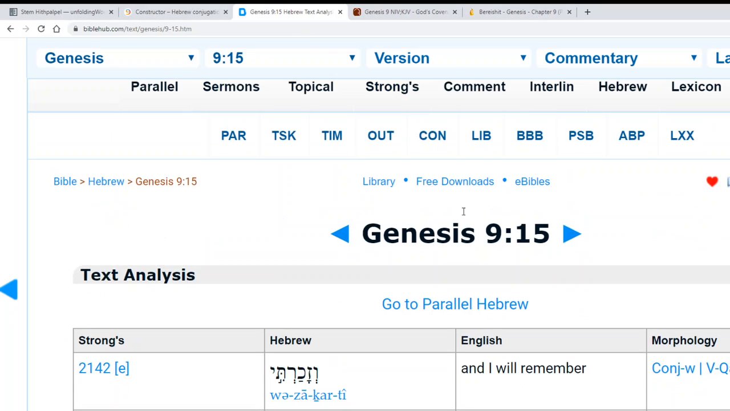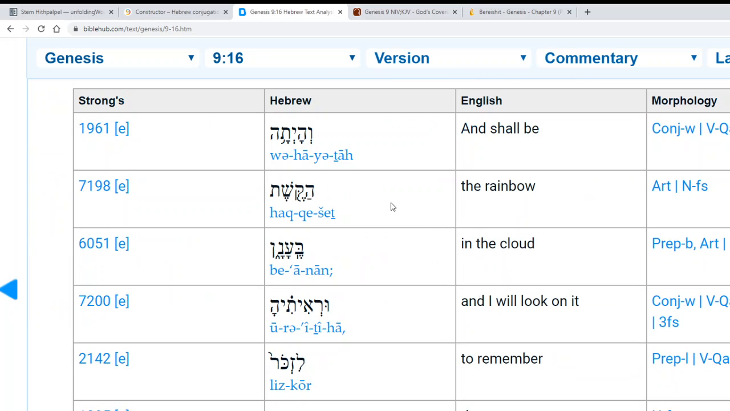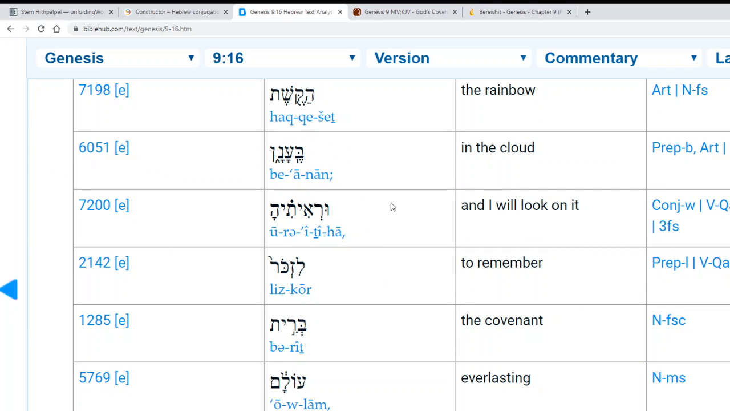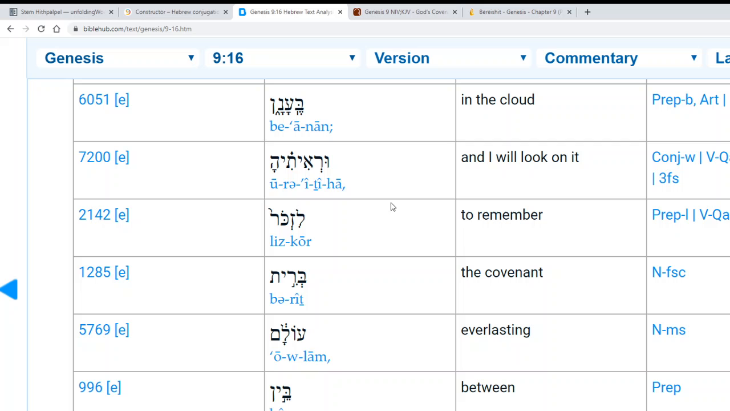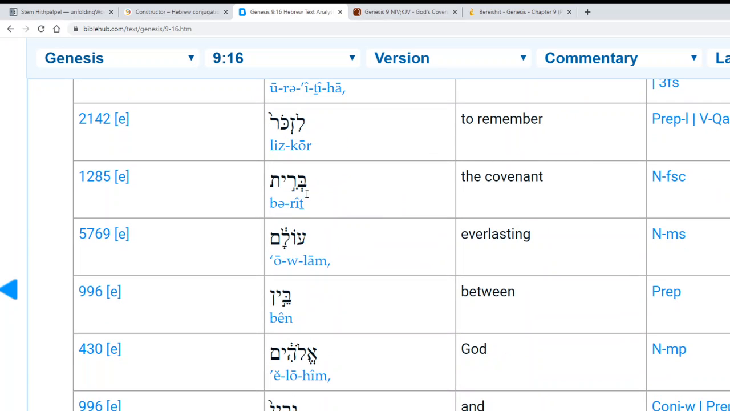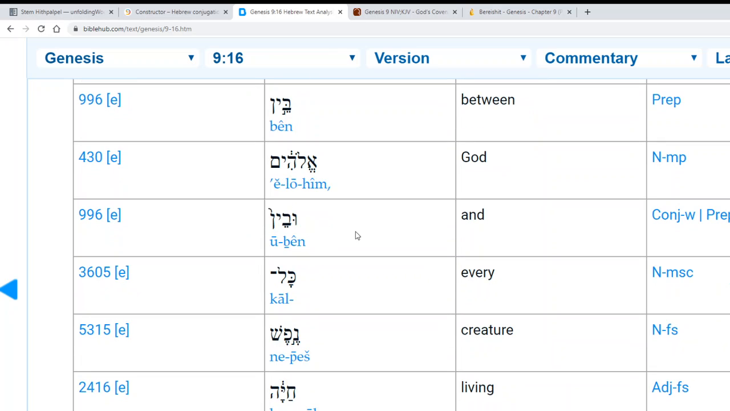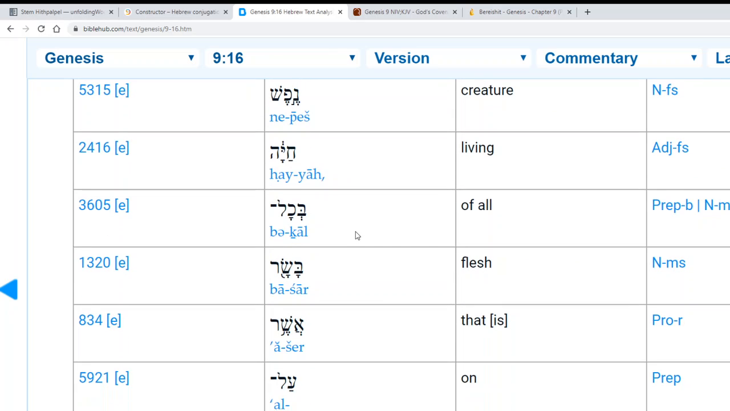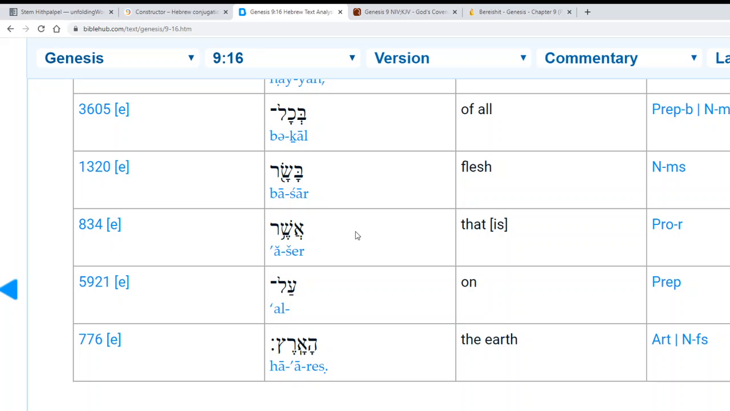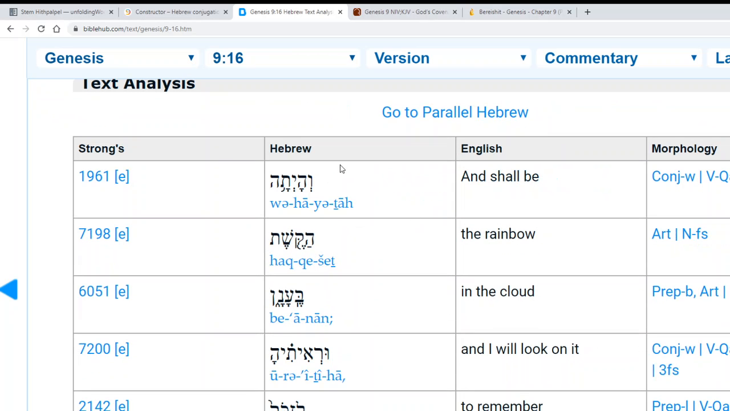Verse 16. Okay. והייתה הקשת בענן, וראיתיה לזכור ברית עולם בין אלוהים ובין כל נפש חיה וכל בשר אשר על הארץ. Okay, this is an interesting sentence.